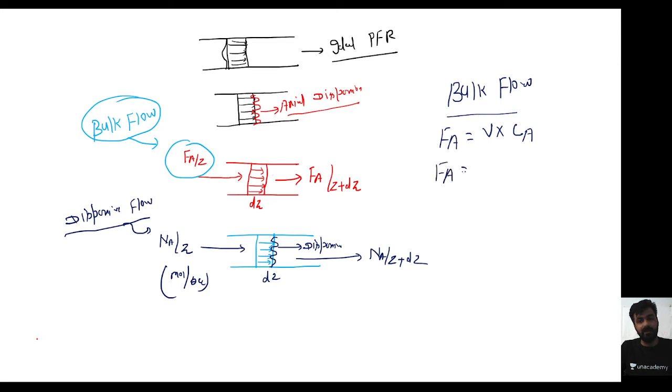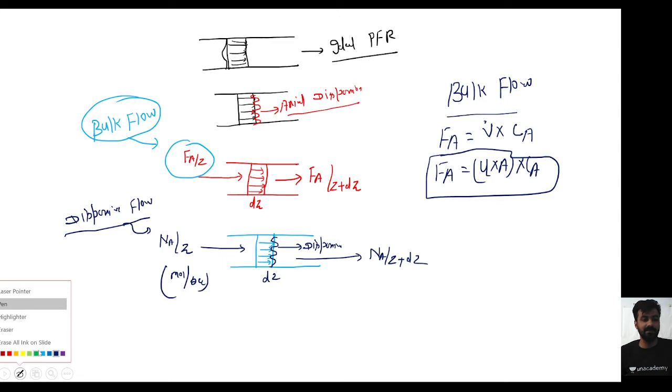So can I write Fa is equal to U multiplied with area, that is volumetric flow rate, multiplied with Ca. Are you getting? As simple as that. You all have studied this in the mass transfer course, so it will be very easy for you to understand. So it is bulk flow. This term signifies bulk flow.